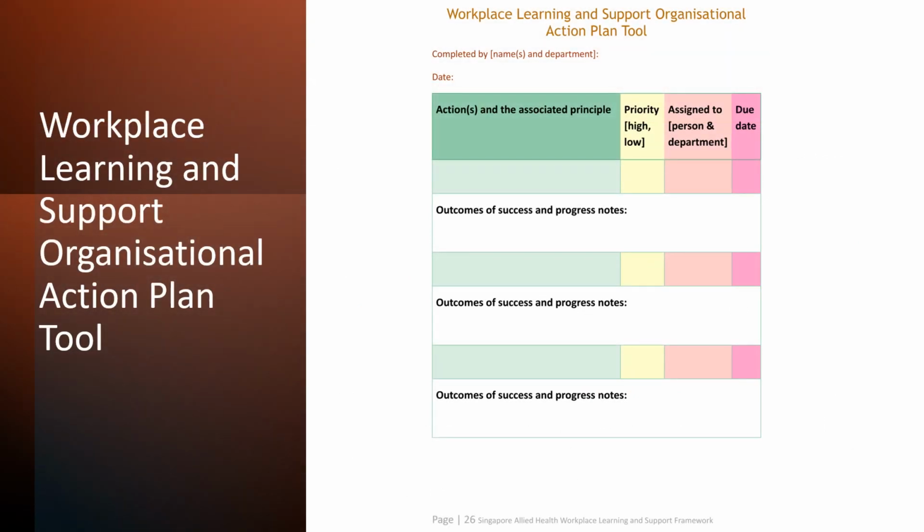We've provided a very straightforward template for the Workplace Learning and Support Organisational Action Plan tool. This is something that you might choose to use, or you might have a form that is already in existence in your organisation that also does something similar. So essentially we have the actions and associated principles. We also are suggesting a priority, whether that's high or low, who it's assigned to, so the person and department, and a due date. There's also space in there for you to outline some outcomes of success and progress notes. So if you would like to review these at particular intervals, you can maybe update some of those progress notes and monitor any achievements that have been made. So you've got a couple of lines there to do this. So it might be that the principle that you're working on has maybe a couple of actions associated with it.